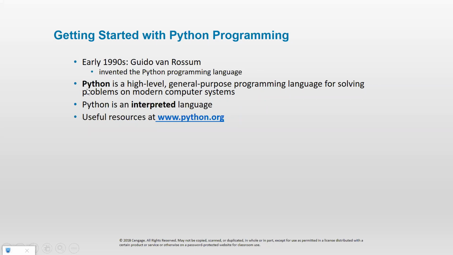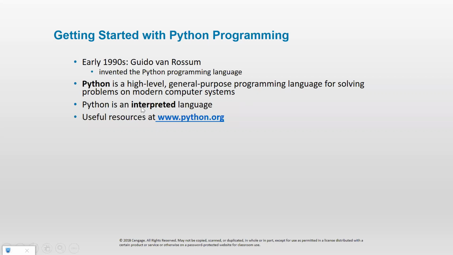So Python is a high level language. What do we mean when we say high level, everybody? You mean that it's written in a way that's easily understandable for us, but wouldn't be able to be executed by a machine the way it's written? Yes, and when we say high level, what does it look like? English, yes. It's very much like English. So it's a high level, general purpose programming language. When we say general purpose, we mean it can work for all kinds of problems, for solving problems on modern computer systems.